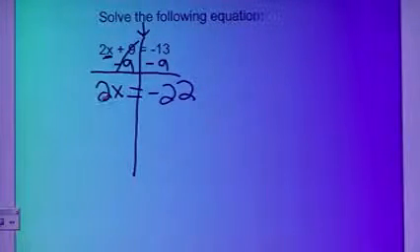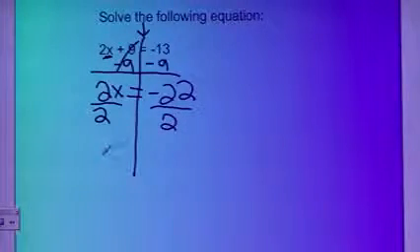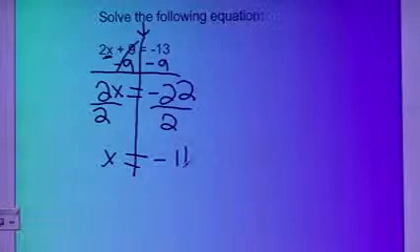All right, x is almost by itself, but I've got to get rid of this number in front. If they're multiplying x by 2, I do the opposite, which is divide x by 2, and I get x equals negative 11. Okay, we're finished.